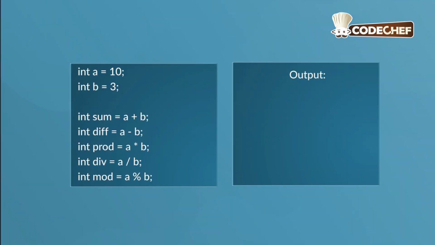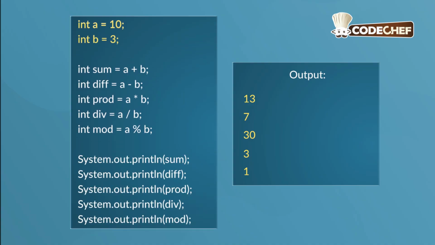Suppose we have 2 numbers, 10 and 3. We can add them to get 13, subtract to get 7, multiply to get 30, divide to get 3, and use modulus to get 1, which is the remainder. Each operation is stored in a variable, and when we print them, Java outputs 13, 7, 30, 3, and 1.